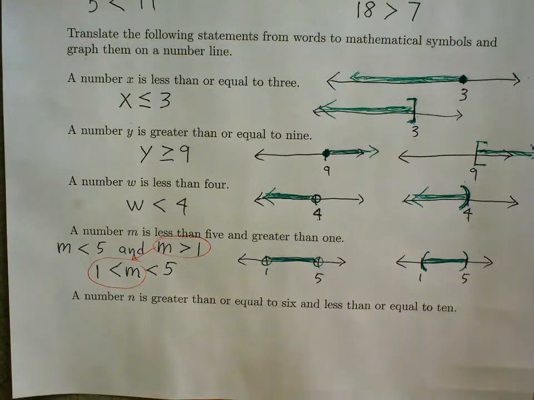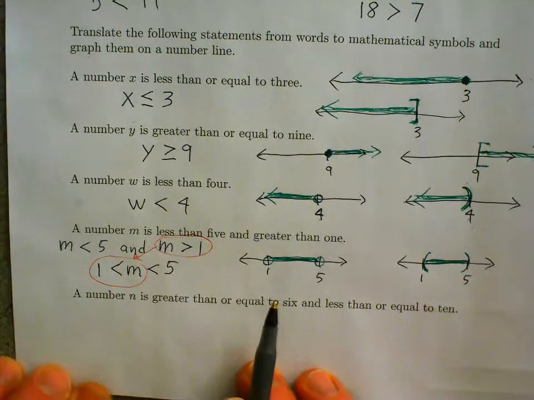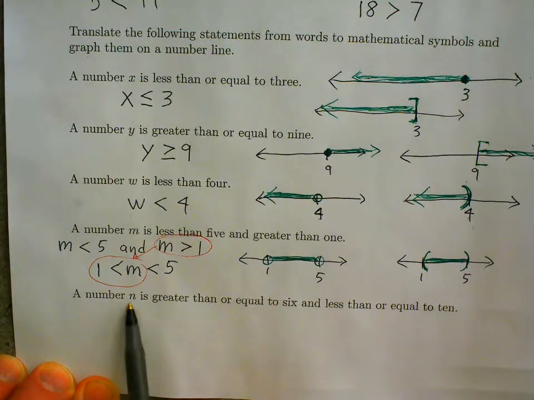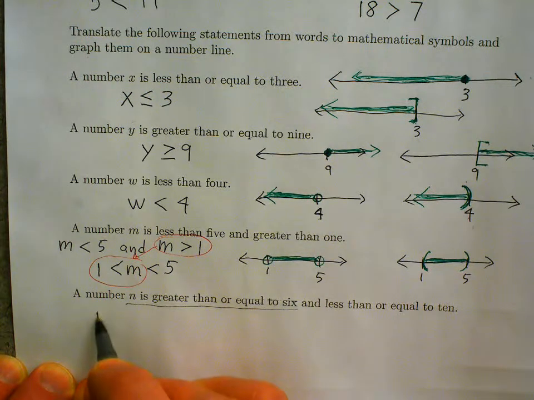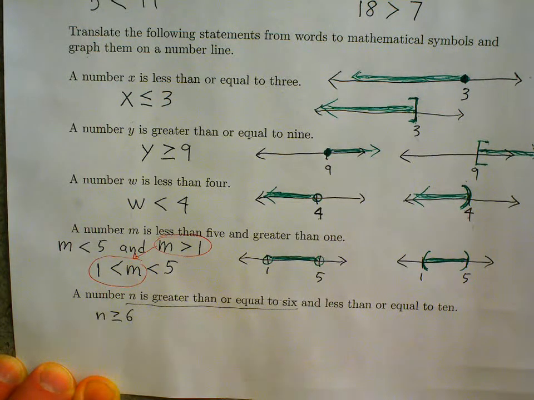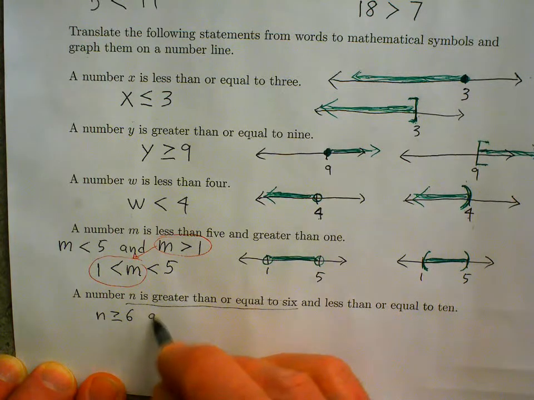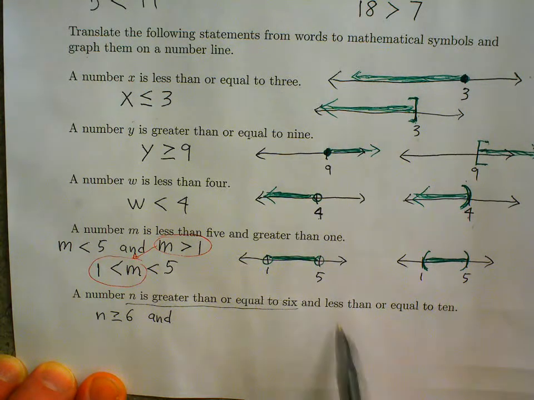Okay, let's look at the next one. A number n is greater than or equal to 6 and less than or equal to 10. So let's do this in stages. N is greater than or equal to 6. And n is less than or equal to 10.